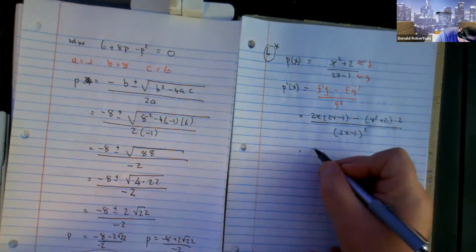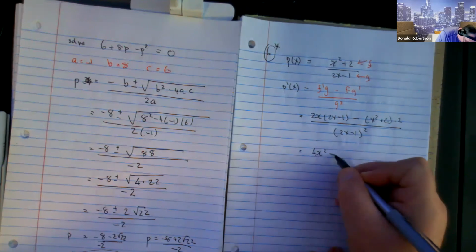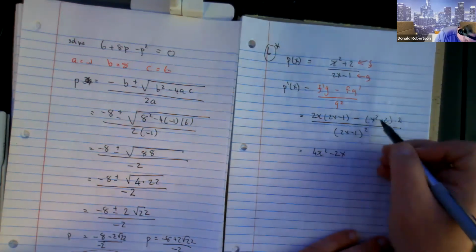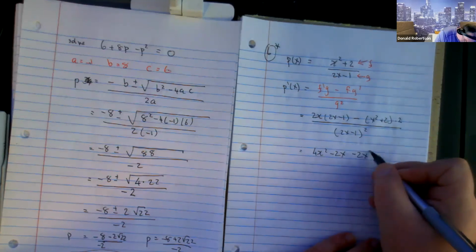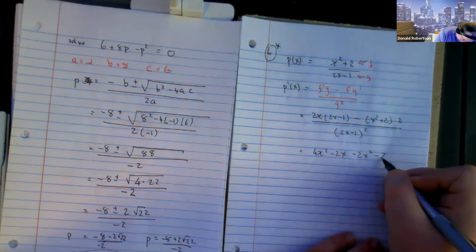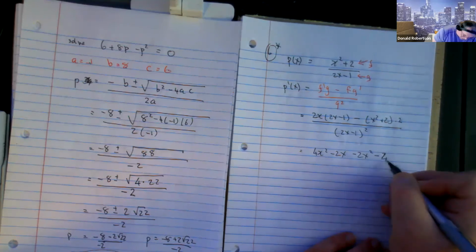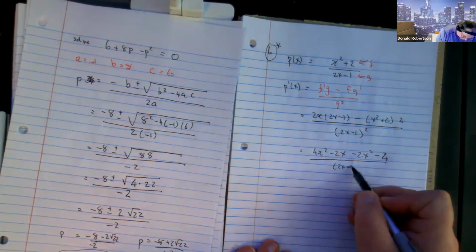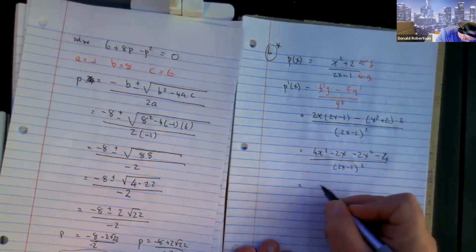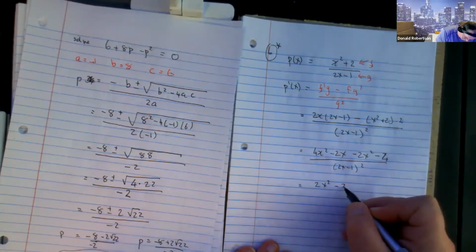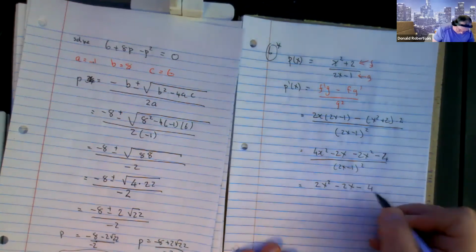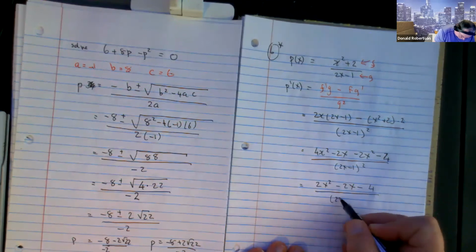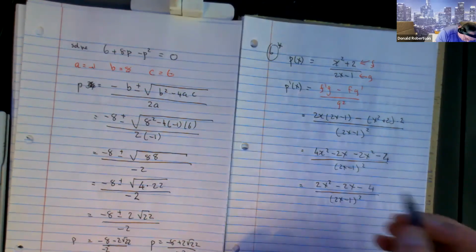If you distribute that, you get 4x squared take away 2x. You could probably put the 2 there and multiply through by -2, so you get -2x squared. Almost made the mistake there, -4 over 2x minus 1 squared, which is 2x squared, take away 2x, take away a 4, all over 2x minus 1 squared.